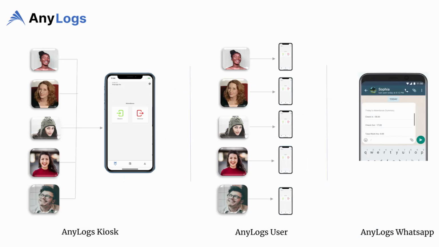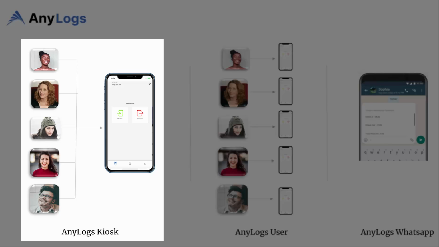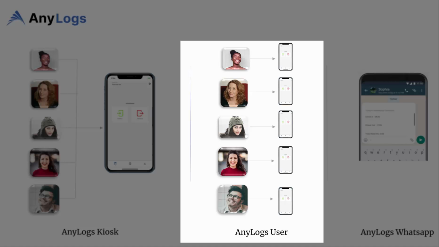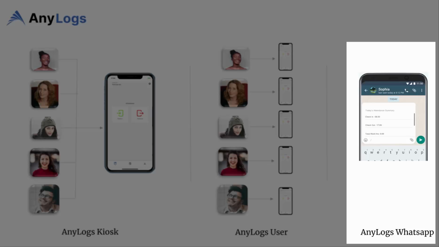AnyLogs supports 3 device modes for clocking time. These are Kiosk, Mobile, and WhatsApp. Kiosk mode is where all members check in from a single shared device. Mobile mode is where each member checks in from his or her own mobile device using AnyLogs app. WhatsApp mode, where each member checks in on AnyLogs WhatsApp channel.